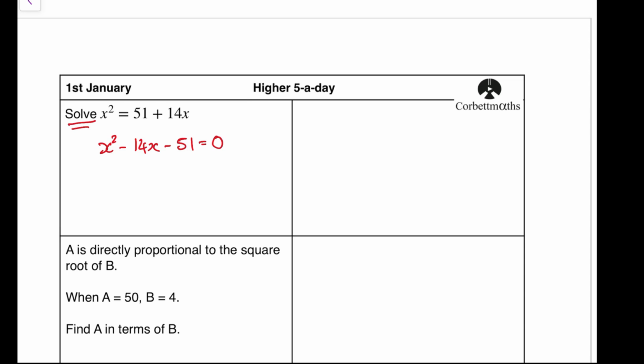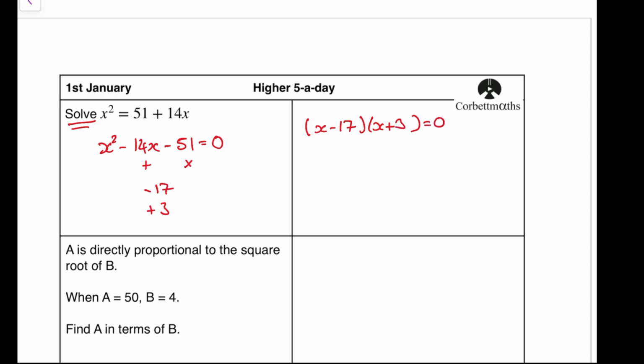You know 3 ways of solving this, so you could use completing the square. That's the one most people don't like. You could use the quadratic formula, which will always work and always give you an answer. Or in this case, you can spot the two numbers that multiply to make minus 51 and add to give minus 14 are going to be minus 17 and plus 3. So therefore, I know those numbers are the numbers that go inside the brackets. So I'm going to write x minus 17 and x plus 3 equals 0.